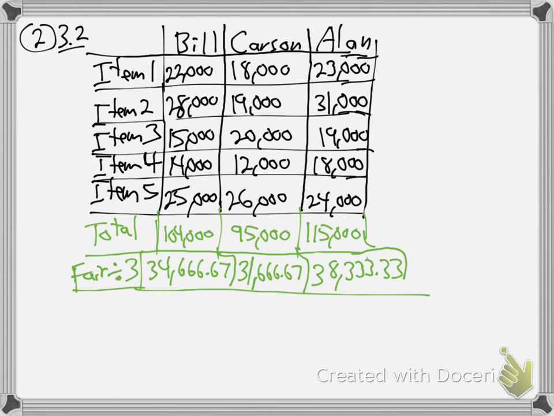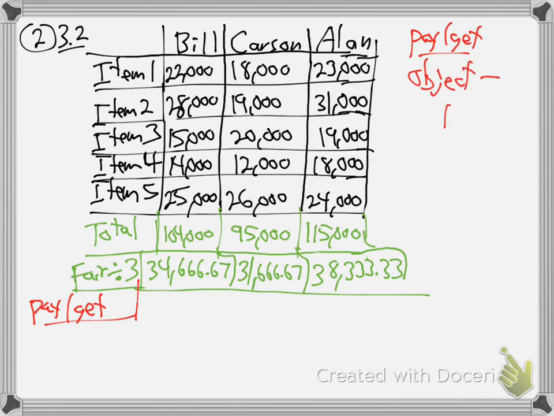So if you get that, the next row will be the pay get. So let's do the pay get. Remember what you do for the pay get: you take the object minus the fair share. Oh, you got to give away the objects first. Yeah, so go up there for each object. Look at item number 1. You look across the top row, and whoever bid highest on item number 1 gets it. So that's Alan, right? So Alan gets item number 1. Then do item 2, 3, 4, 5.